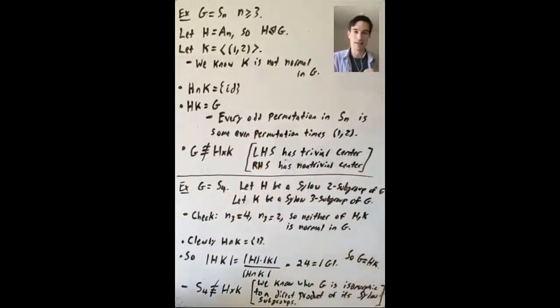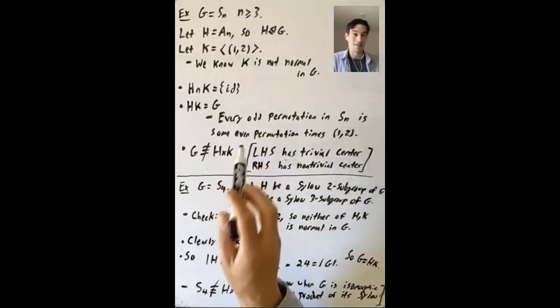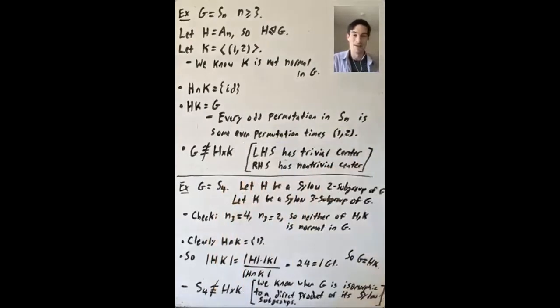This was an idea that we saw when we were computing the size of An for the first time. So the number of even permutations and the number of odd permutations is the same because there's this bijection where you send an even permutation to the product of that permutation times (1 2). And that gives a bijection between even permutations and odd permutations.